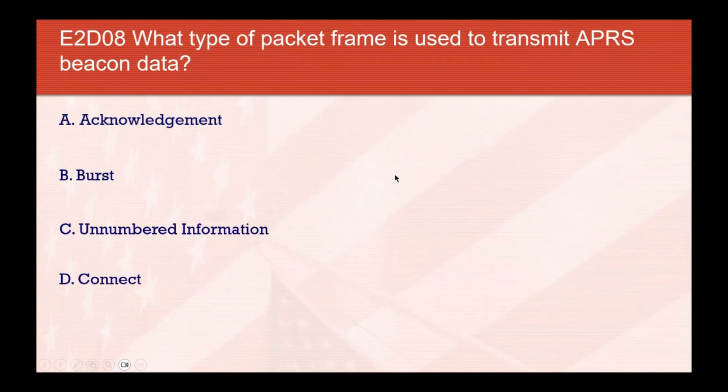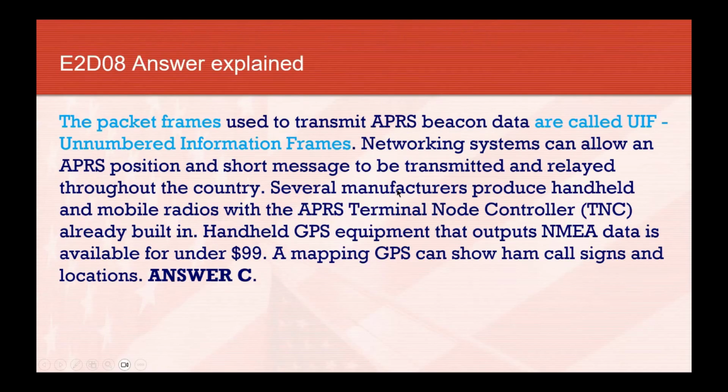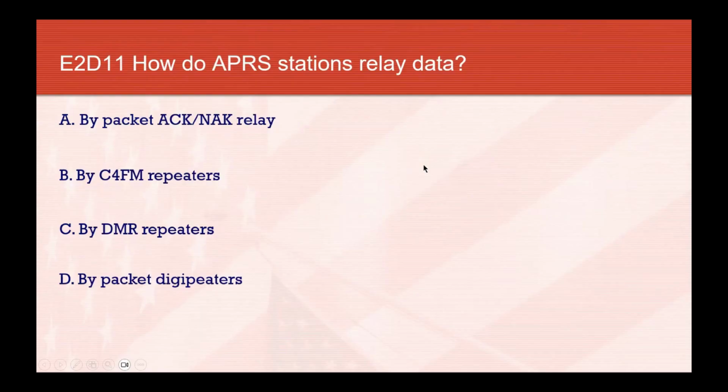Okay, what type of packet frame is used to transmit APRS beacon data? It's called unnumbered information. It sends the packets out almost at random. They're not totally random, but it's almost randomized. Oh, let me back up.